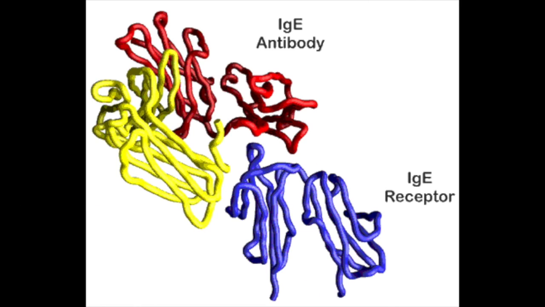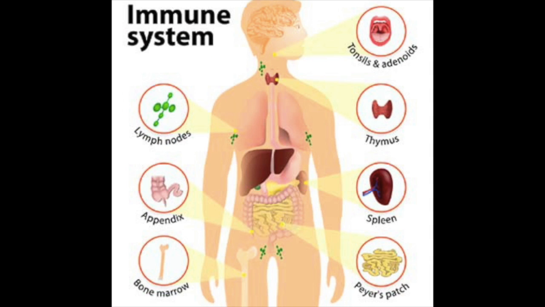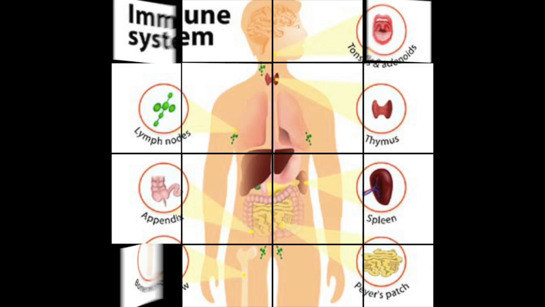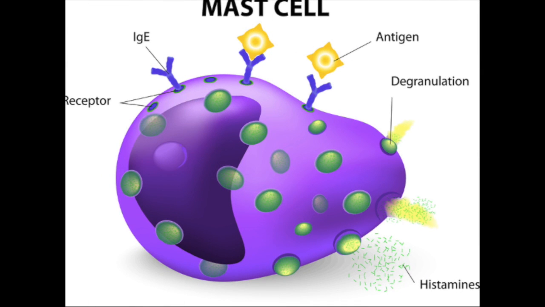IgE antibodies are produced by the immune system when someone is allergic to something. An allergic reaction occurs when the immune system overreacts to something, often in the environment, that's harmless to most people. To protect the body from this perceived threat or allergen, the immune system of an allergic person produces antibodies called IgE. IgE antibodies are found mostly in the lungs, skin, and mucous membranes.